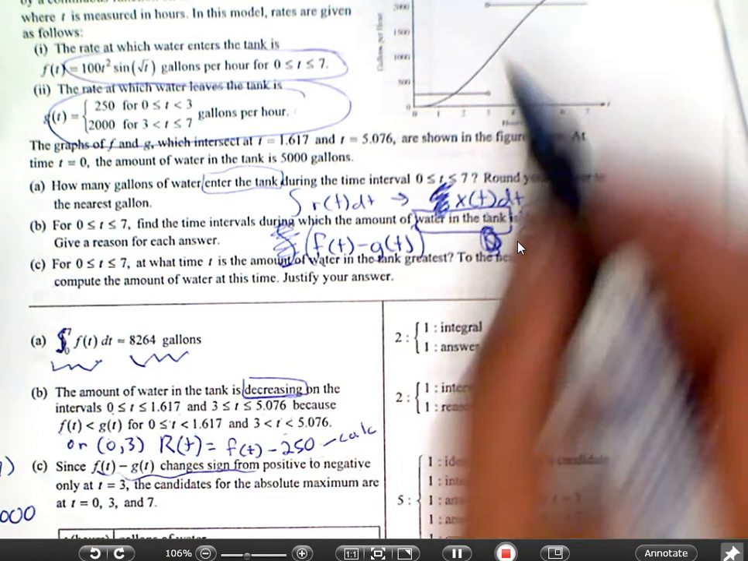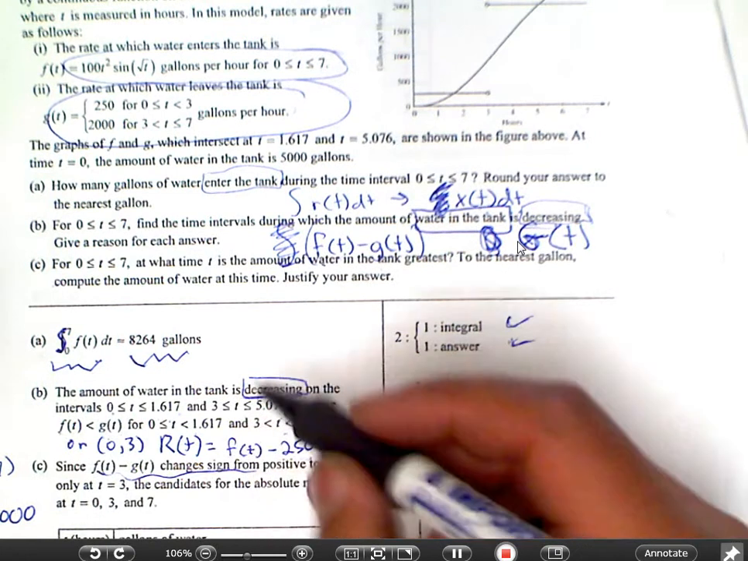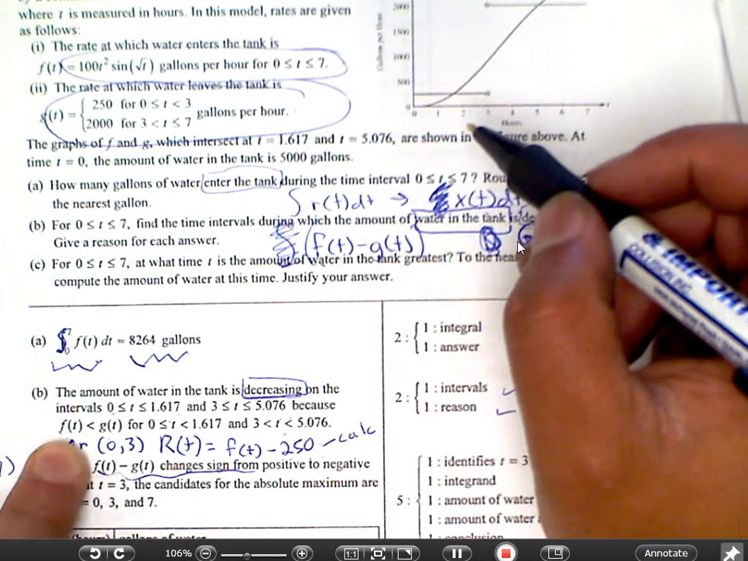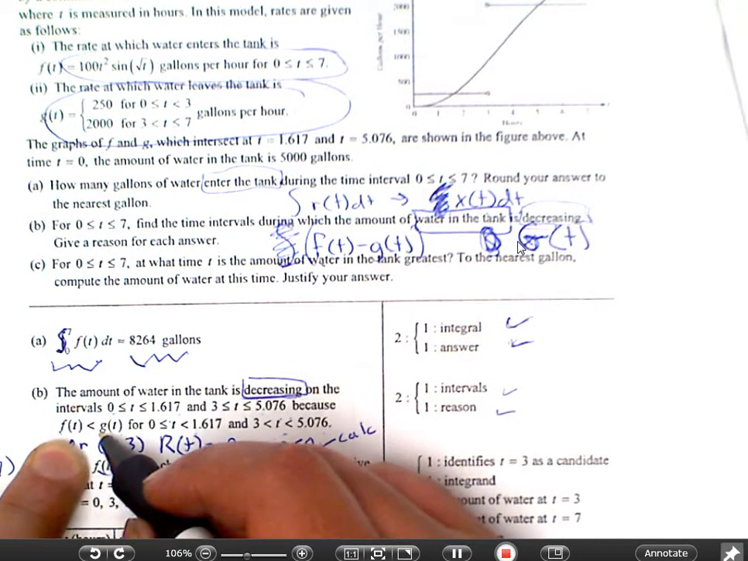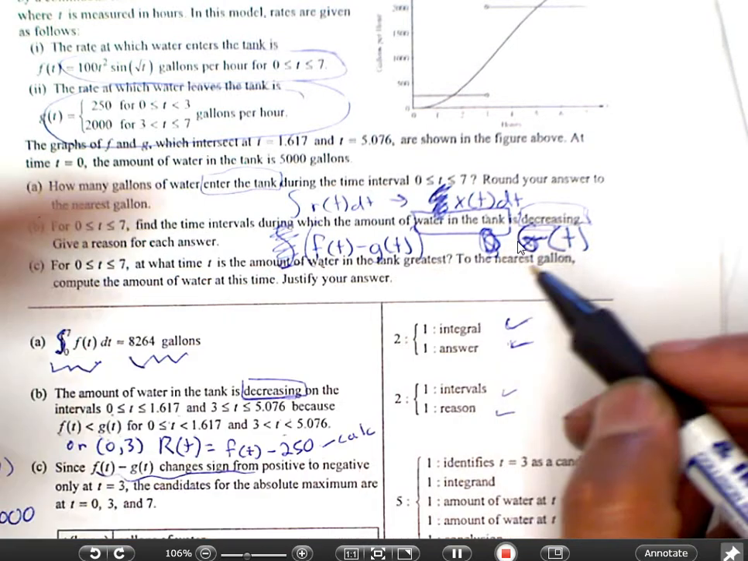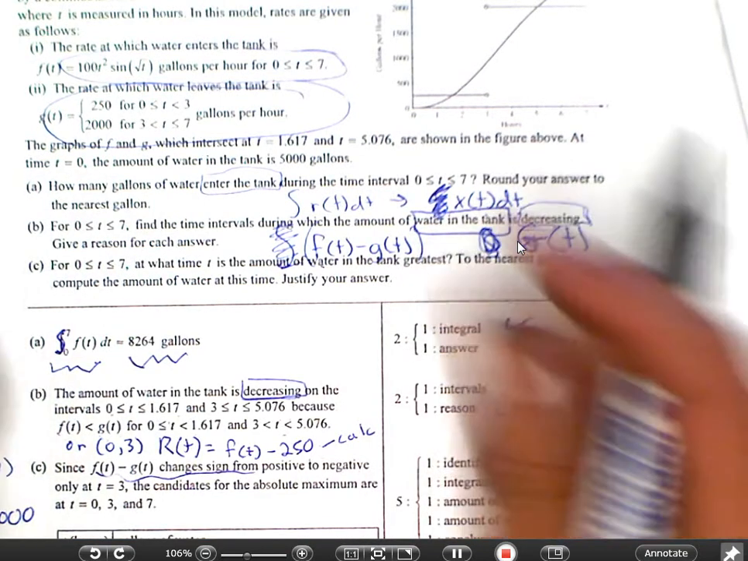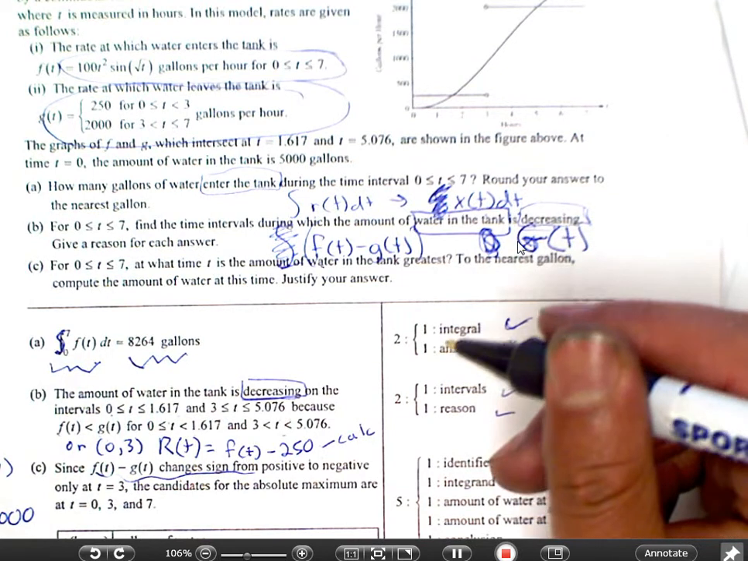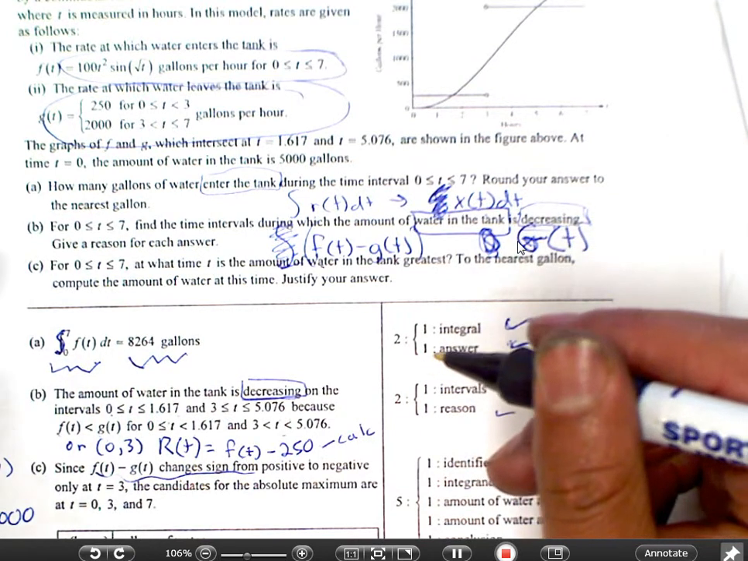Okay. So as long as you said that, you've got to give your reason. Your reason does not have to be this. It does not have to be f of t minus g of t is negative. But if you gave a good reason that basically means the same thing, give yourself a point and bring it to me tomorrow, and we'll talk about whether or not you get that point.